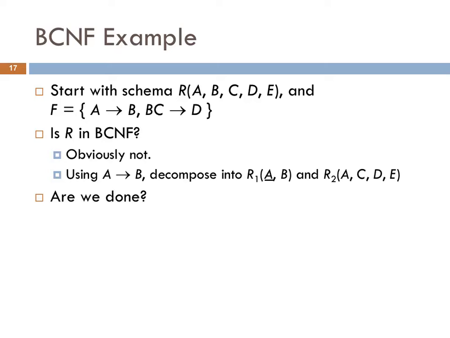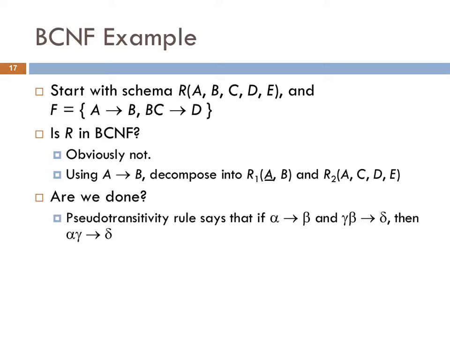Because if you look at this and you look at F, you say, well, A functionally determines B, but A and B are not together in that schema. BC functionally determines D, but we're missing B. So maybe I'm done. Well, remember, like I said, that pseudo-transitivity is our favorite rule because it's a fun way of making things subtle. So it says that alpha functionally determines beta and gamma beta functionally determines delta.